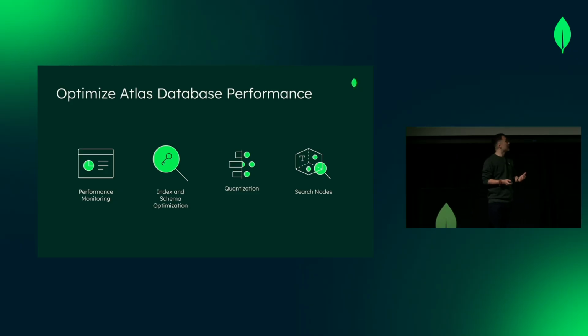So in the limited time we have today, we're going to talk about 4 different topics. We'll start with how you monitor the database performance and find the bottleneck of slow running queries. And then share some tips about when to create indexes and optimize your database schema. And then we are also going to talk about 2 performance tips specific to vector search, which are quantization and the use of search nodes.